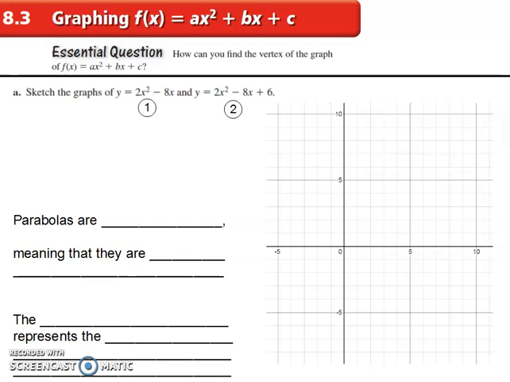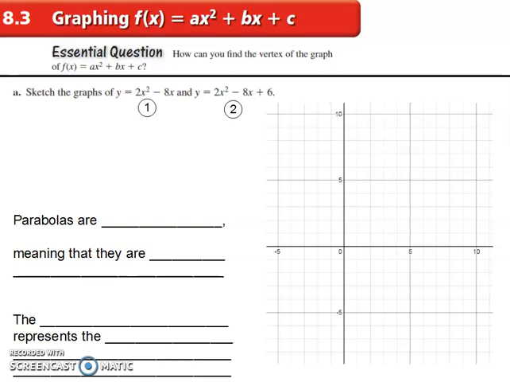Hello, in today's video we're going to be discussing section 8.3, which is on graphing quadratics in standard form. Our essential question today is how can you find the vertex of the graph of f of x equals ax squared plus bx plus c. This form is what we call standard form of a parabola. It has not been factored in any way. Everything has been multiplied out and simplified completely.